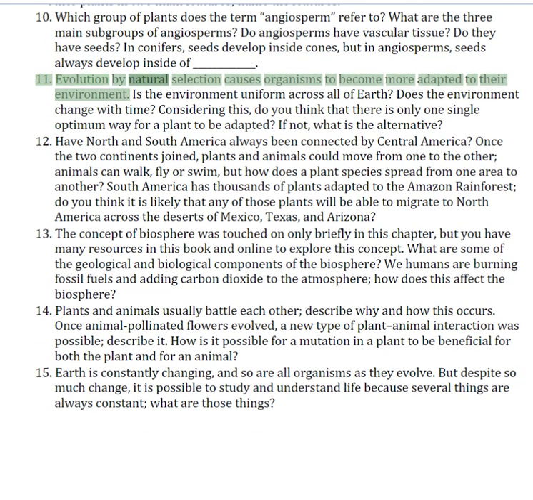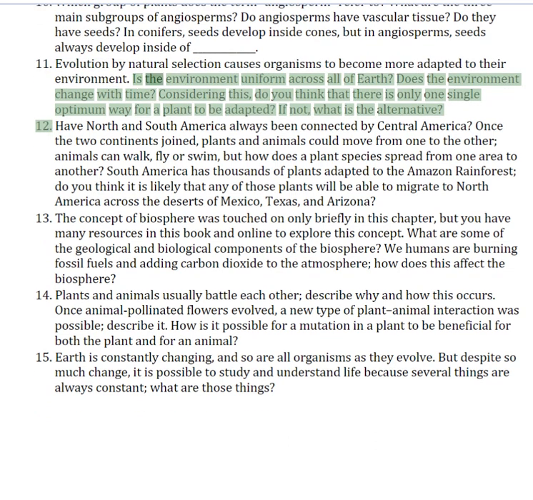11. Evolution by natural selection causes organisms to become more adapted to their environment. Is the environment uniform across all of Earth? Does the environment change with time? Considering this, do you think that there is only one single optimum way for a plant to be adapted? If not, what is the alternative?